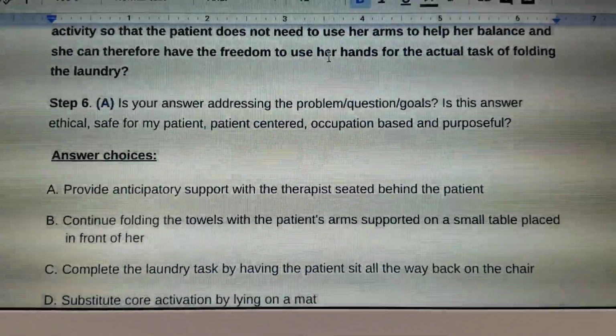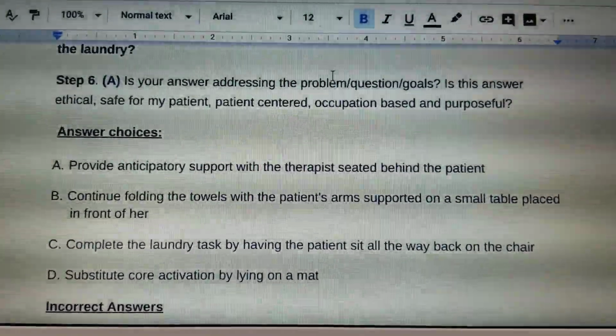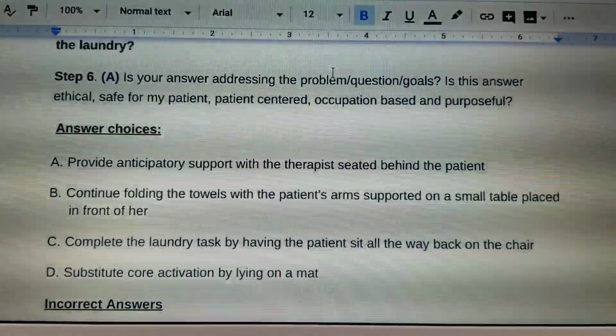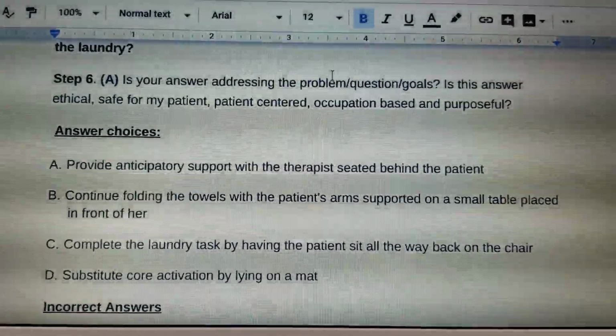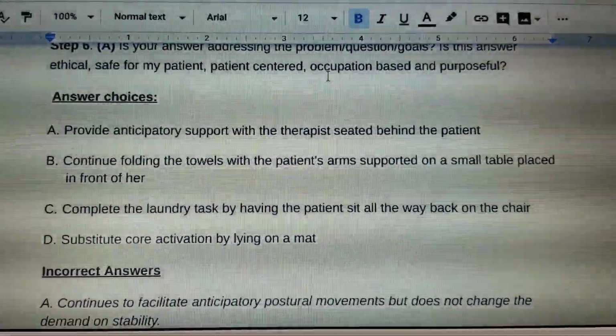So now let's get into the answer choices. And when we look at the answer choices, we want to keep in mind the problem, question, or goals. Is this addressing the problem, questions, or goals? Is this a functional activity? Okay, so now let's get at the answer choices.